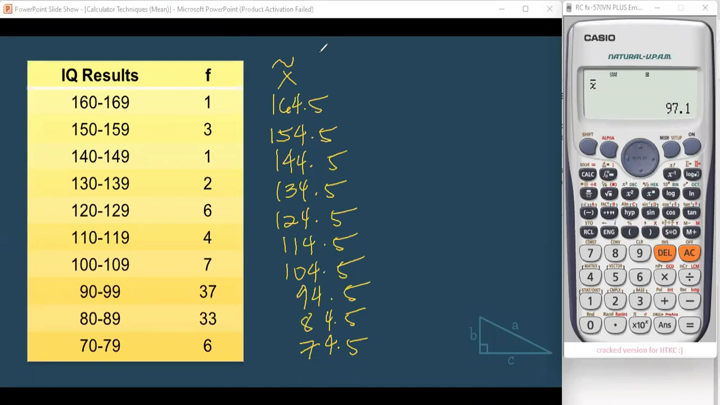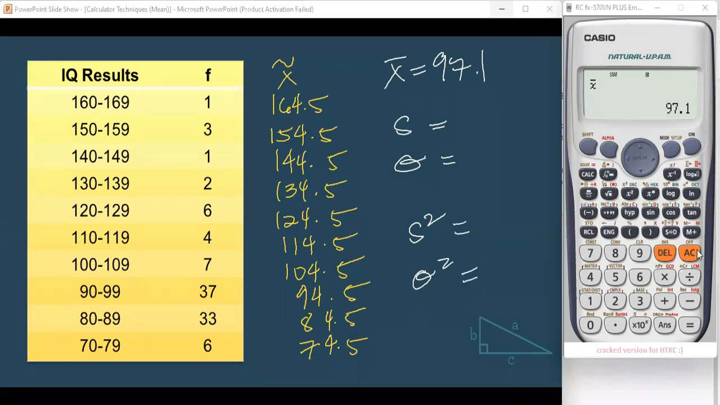So let's change the color into white. So X bar or the mean is 97.1. So how about the standard deviation for the sample variance and the population variance? So that will give us, so katulad po ng dati nating ginagawa, we just need to use AC, shift, stat, variability po uli. For the sample standard deviation, that is 4. So that will give us 18.57 approximately.